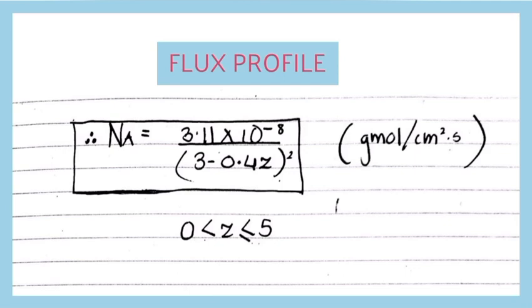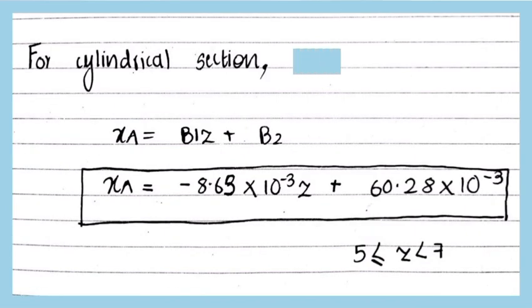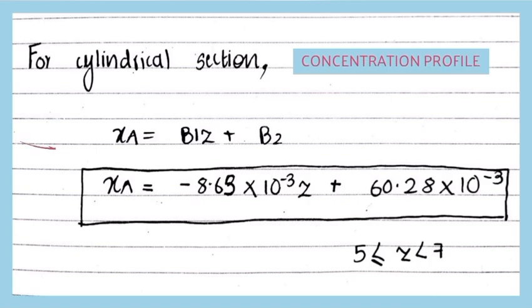It is to be noted that the flux profile and the concentration profile for the conical part will only be in the range of 0 to 5 for Z. Now to find the concentration profile for the cylindrical part, we substitute B1 and B2 in the following equation to obtain the concentration profile, which is as follows. Note that this is for the range of 5 to 7 for Z.